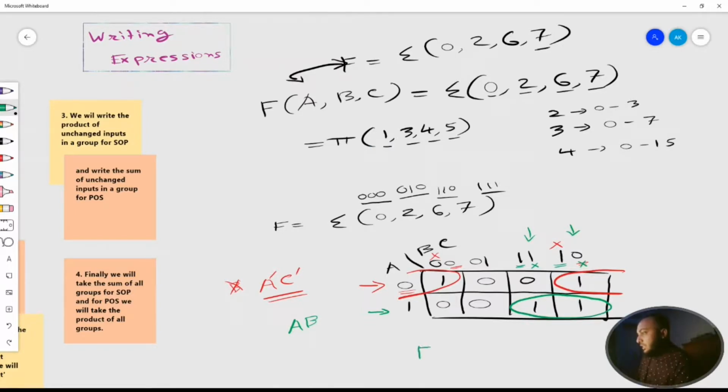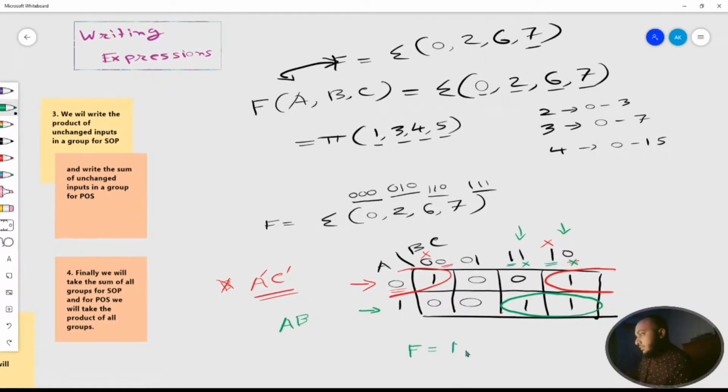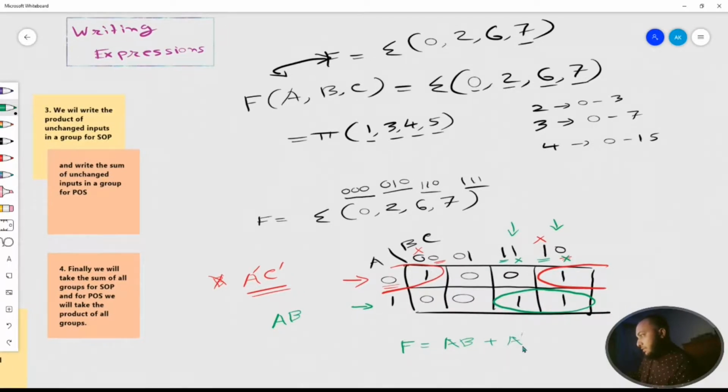So finally we can write the simplified SOP form like this: F equals AB plus A prime C prime.